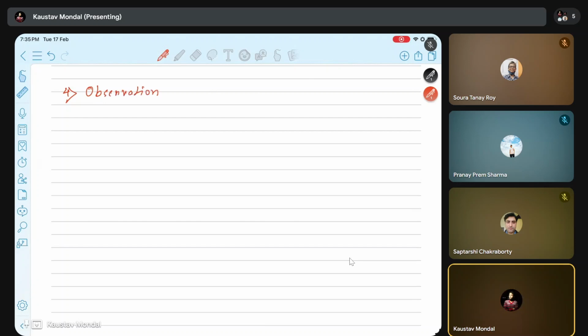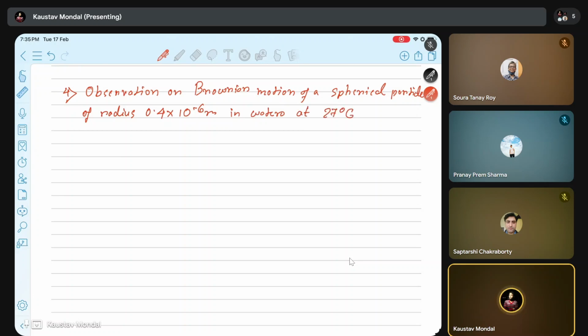Observation on Brownian motion of a spherical particle of radius given by 0.4 into 10 to the power minus 6 meter in water, at 27 degrees centigrade, and of viscosity 10 to the power minus 3 Newton second per meter square, is made.